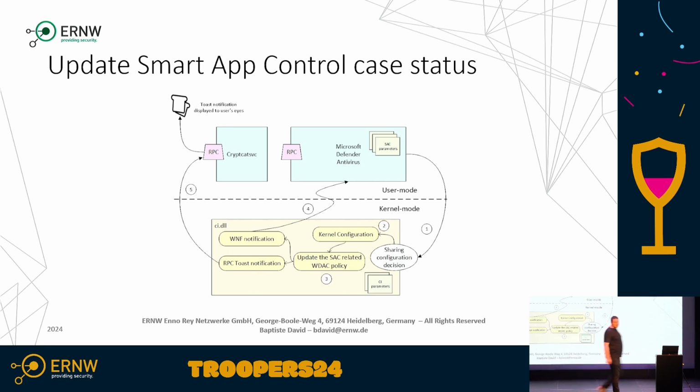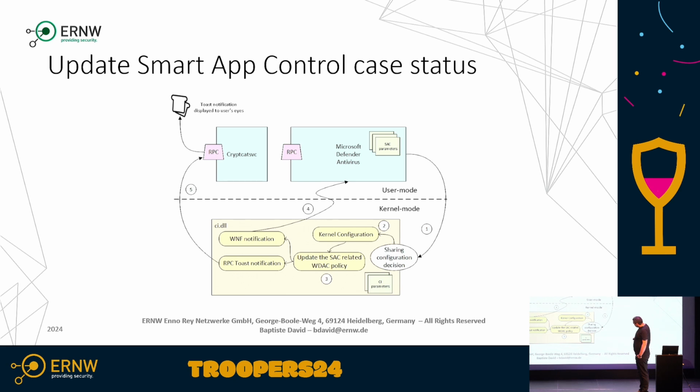The changing procedure, we can describe it very briefly. Microsoft Defender antivirus, which receives the information, is going to disclose it to ci.dll, which has a specific procedure for that. The first step is to change the kernel configuration, because it also impacts ci.dll, which no longer needs to notify the CryptCat service. We are going to update the policy in SAC and WDAC to stop it correctly. And then we have two kinds of procedures.